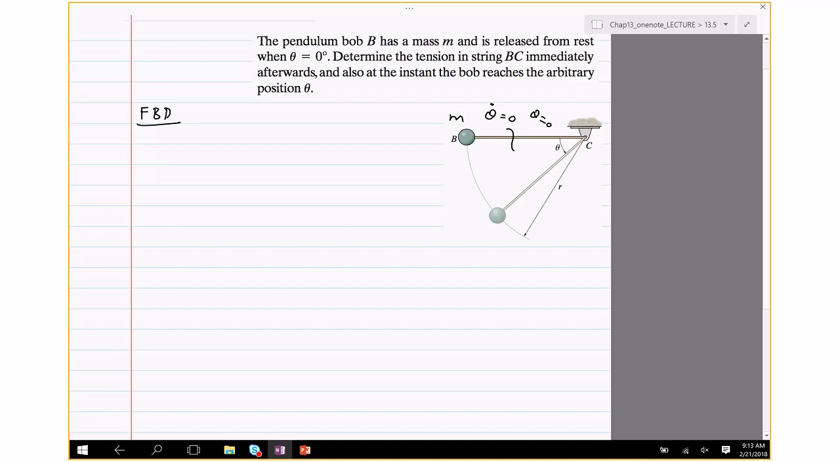You can draw it, but you have to redraw it for angle theta not equal to 0, because one of the questions asks you for that. So let's draw the free body diagram of the bob at the generic angle theta. T is going to be the tension, and that tension is going to be at an angle of theta with respect to the horizontal, like this.